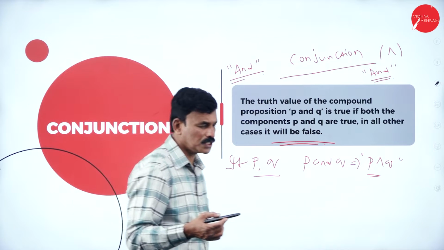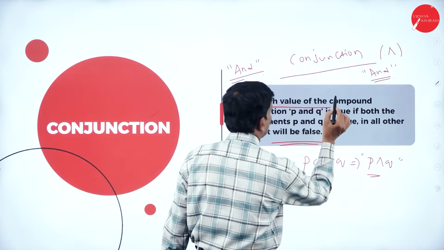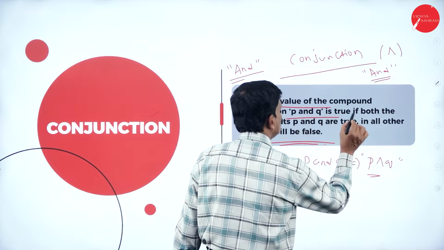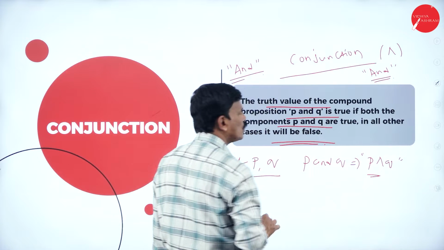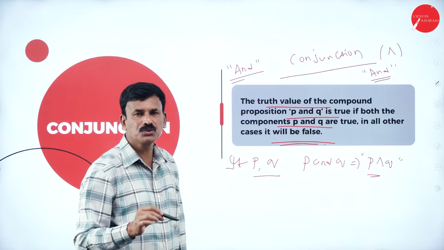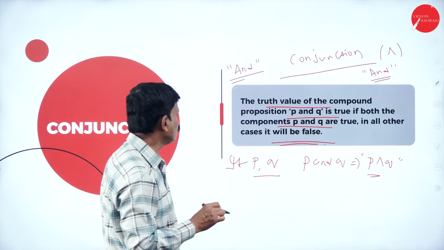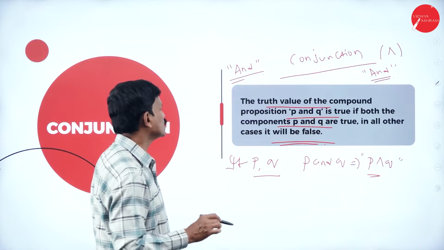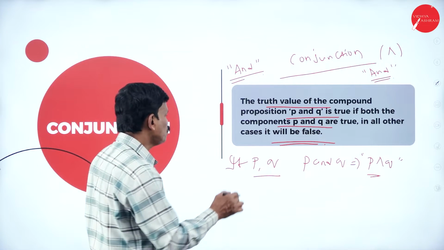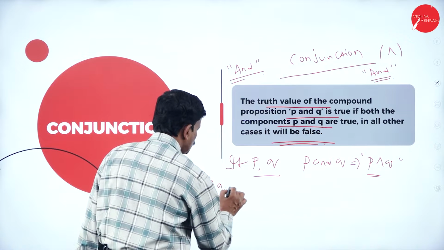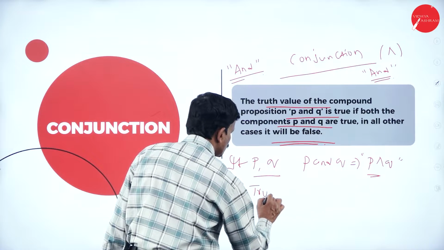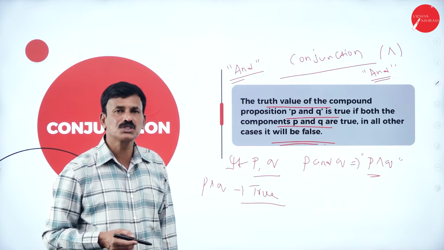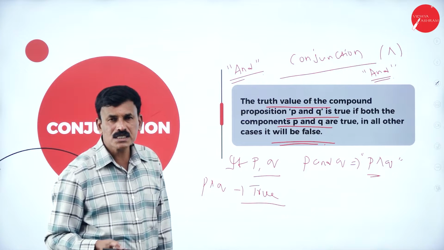The truth value of the compound proposition P and Q is true if both the components P and Q are true. If both P and Q are true, then the compound proposition P conjunction Q is also true. In all other cases, it will be false. So P conjunction Q is true only if both the statements are true. In all other cases, it is false.